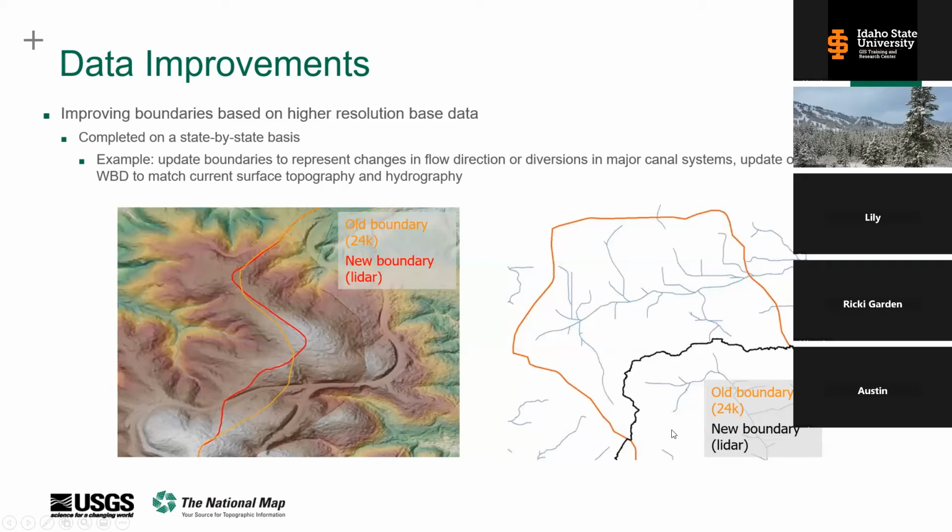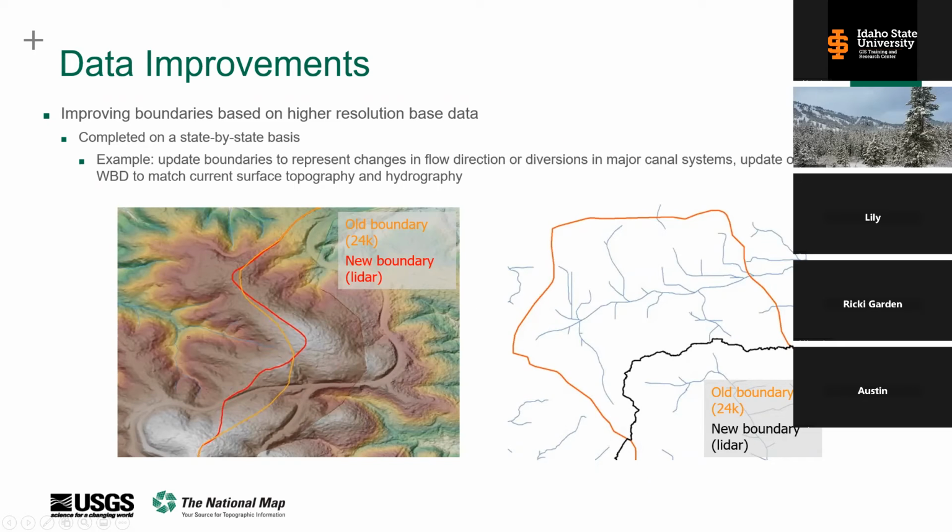When we do updates with LiDAR and with higher resolution base data, one of the things that we see very commonly is that our stream network has changed. So we need to update the boundary to reflect that. In this case to the right, our old boundary is in orange, our new boundary is in black, and it's based on LiDAR. You can see that the new boundary is much more refined, and the old boundary was actually cutting off this headwater stream. So we updated the boundary to reflect the LiDAR and the new hydrography.